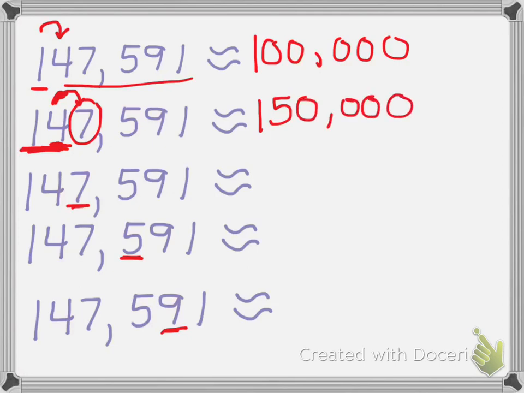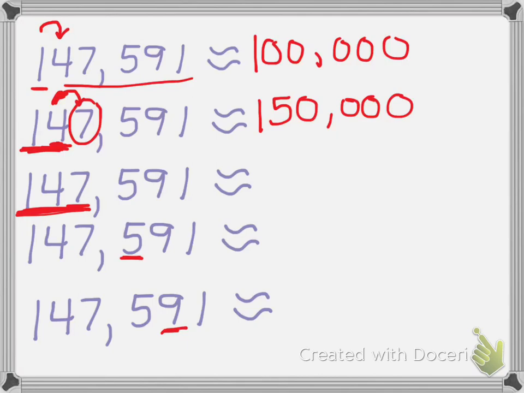If you think about that, 47 would round up to 50 because it's above 45. 40 and 50, halfway between would be 45. 47 is above 45, so it's going to round up to 50, 150,000. All right, next one, we are rounding to the nearest thousands place. We're moving our way down. But I don't just have 7 thousands, I have 147 thousands.